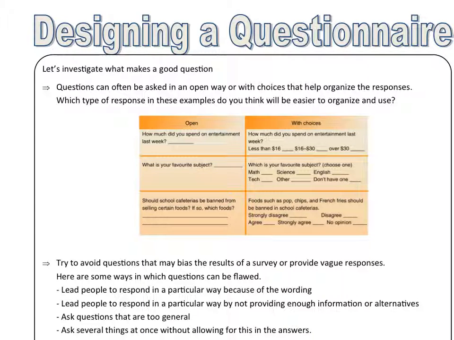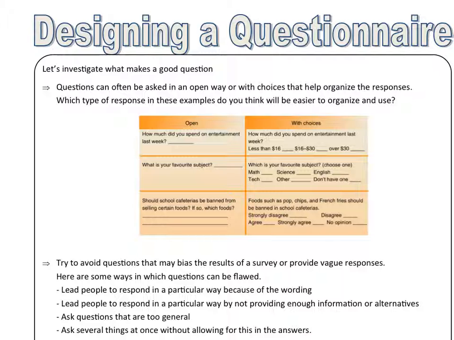Hey guys, welcome back. The second little clip for today is going to be about designing a questionnaire because it kind of goes with sampling. In order to sample people, you need to have some questions that you're going to ask them. So the question really is, what makes a good question and how are you going to get the best data that you can possibly get?